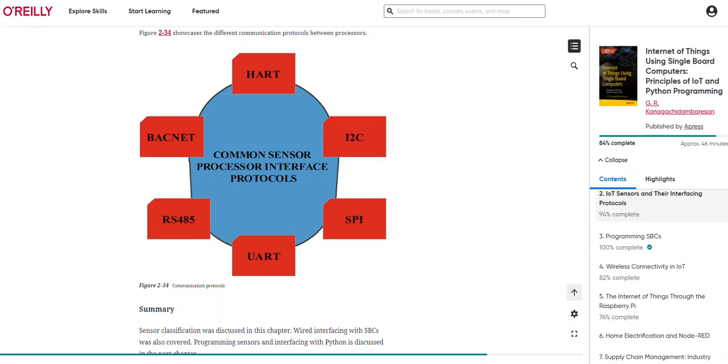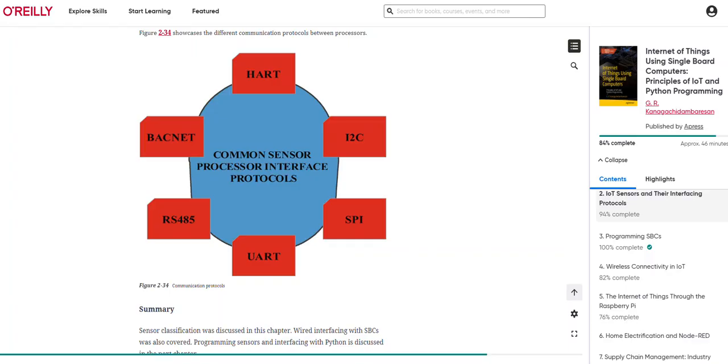Now, from there, we've got one-wire protocol. Now, this is used for simple low-speed data communication, often temperature sensors, like a DS18B20. As its name implies, it uses just a single data line plus ground.